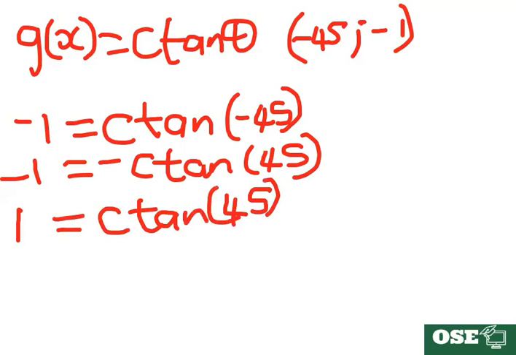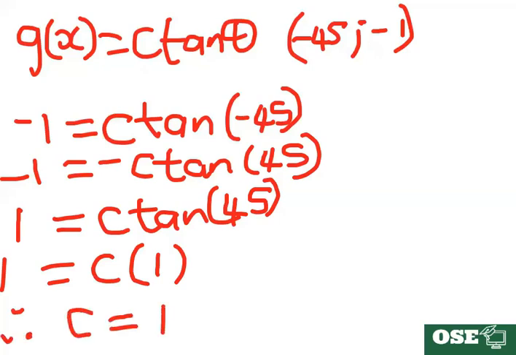And then what is tan 45? It's 1, ma'am. So 1 equals c times 1. Therefore, c is equal to 1. Does it make sense? Yes, ma'am. Do you guys have any questions? No. Okay.